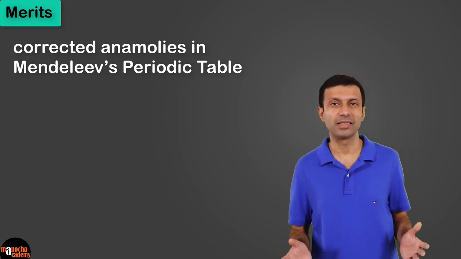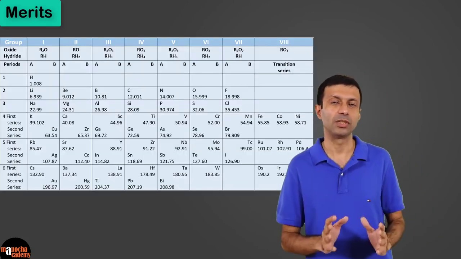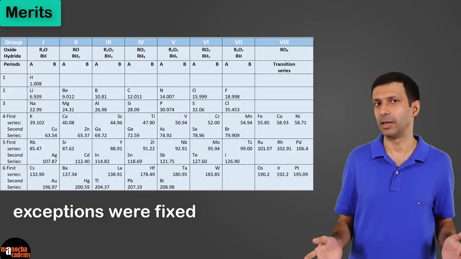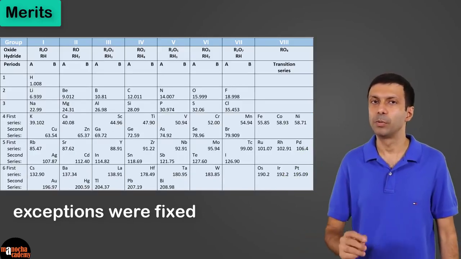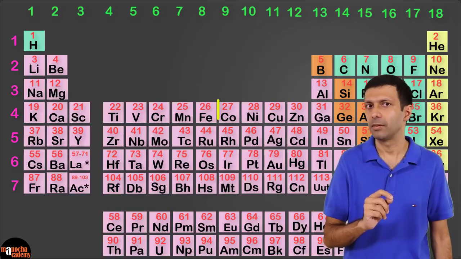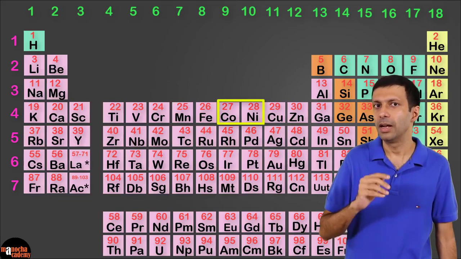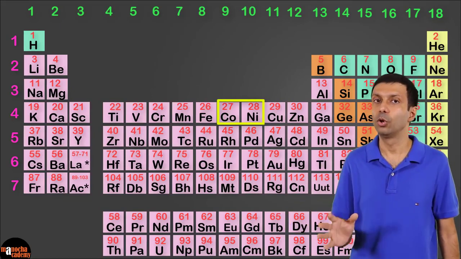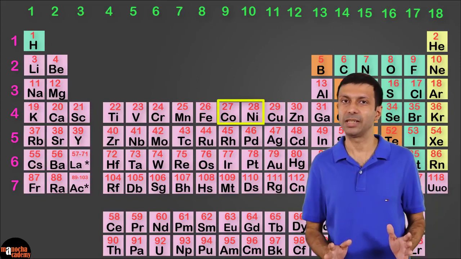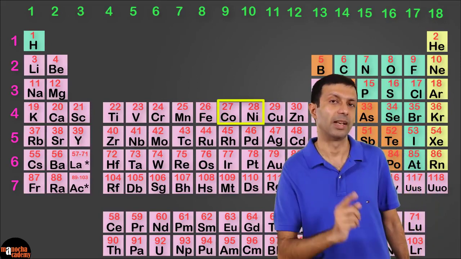The second point is Mendeleev had to make certain exceptions for some elements. But these are fixed in the modern periodic table. For example, the position of cobalt and nickel. Cobalt should come first because it has a lower atomic number as compared to nickel, even though it has a higher atomic mass, because the modern periodic table is based on atomic number.